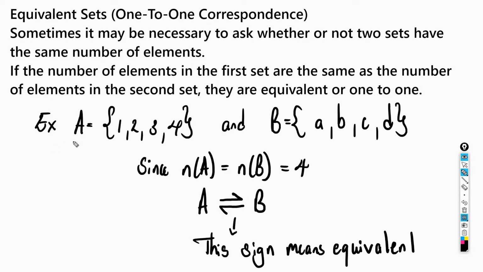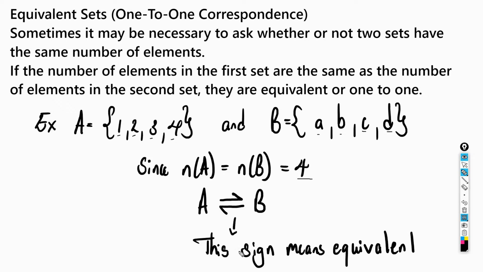So this is an example here. A has 1, 2, 3, and 4 in it. And B has A, B, C, and D in it, right? And we can see here that the number of elements in A is equal to 4. There are 4 elements, right? And the number of elements in B is also 4. There are 4 elements in B, right? So since the number of elements in A is equal to the number of elements in B, which is 4 each, A is equivalent to B, okay?